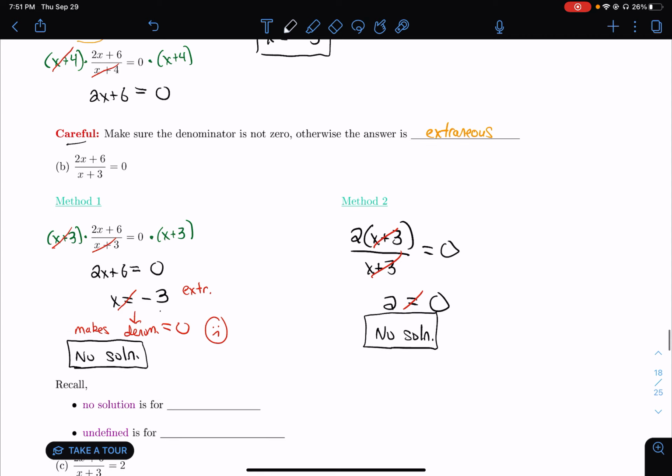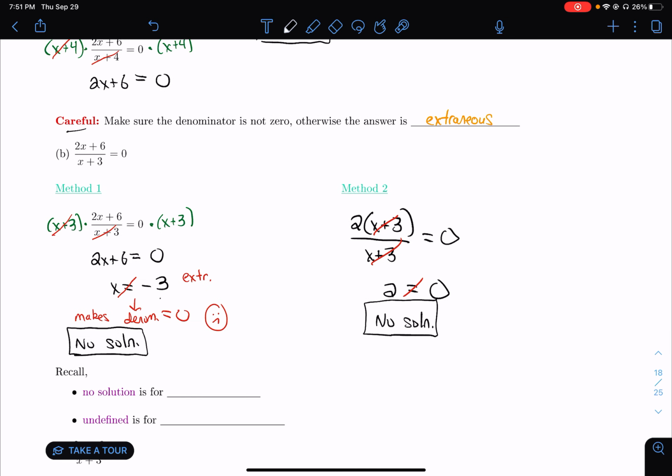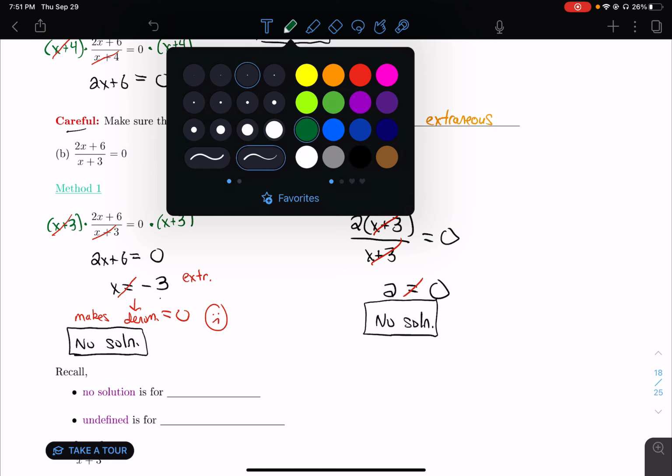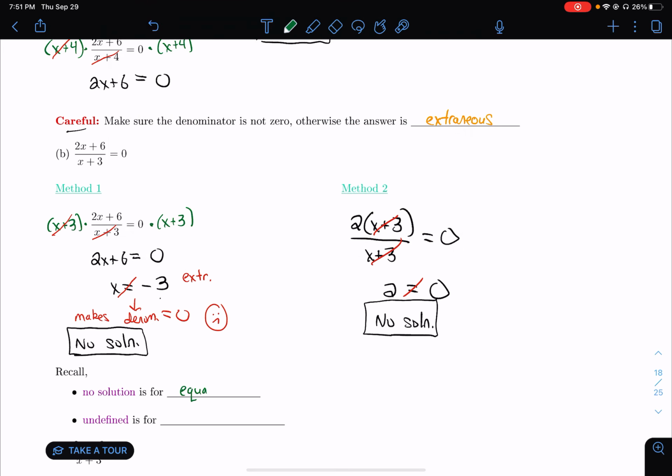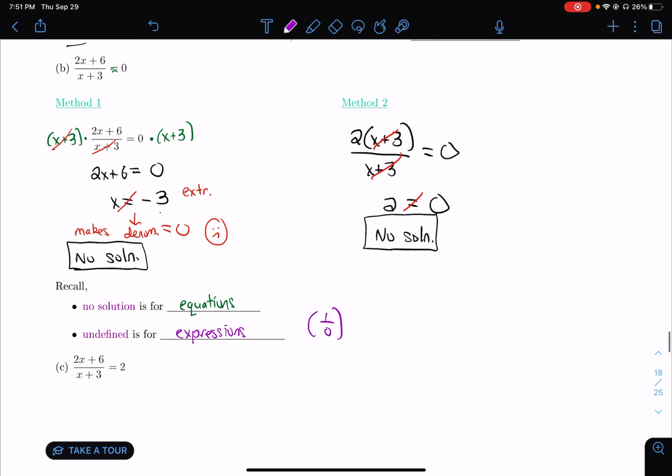Okay, so I'm going to review a little bit of terminology. We say no solution when we are talking about equations. Equations are things that have an equal sign like this that I'm trying to solve. So no solution is for equations when there's no answer to them. We say undefined when we are talking about expressions. Expressions are things that I'm trying to simplify. They do not have an equal sign. So things like 1 over 0, that is undefined. This is an expression.